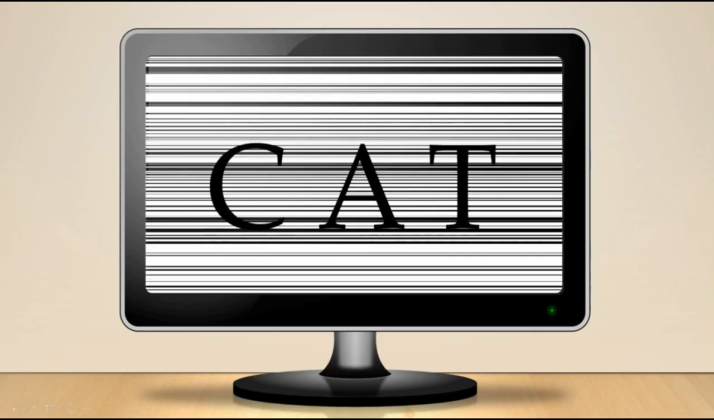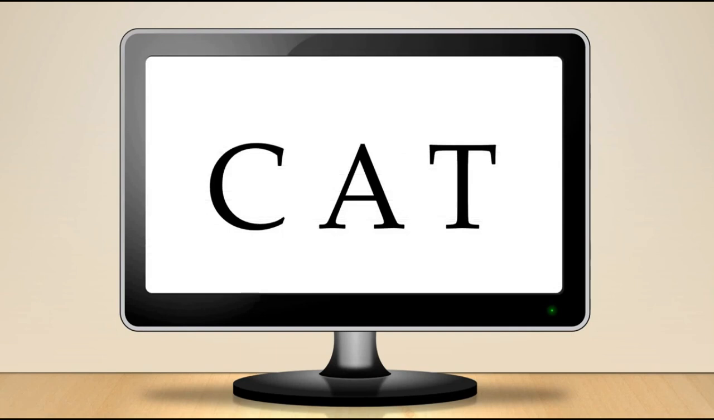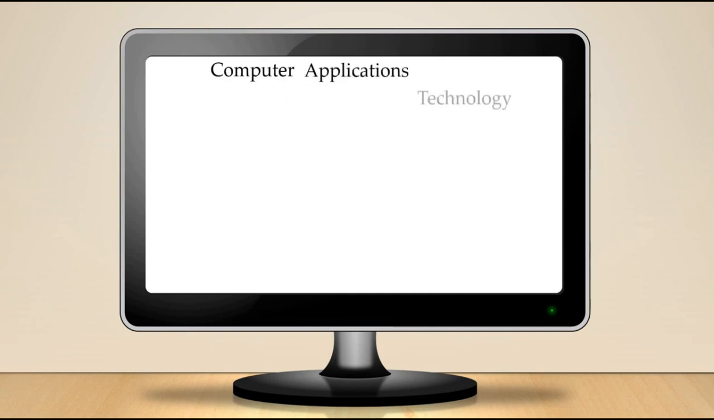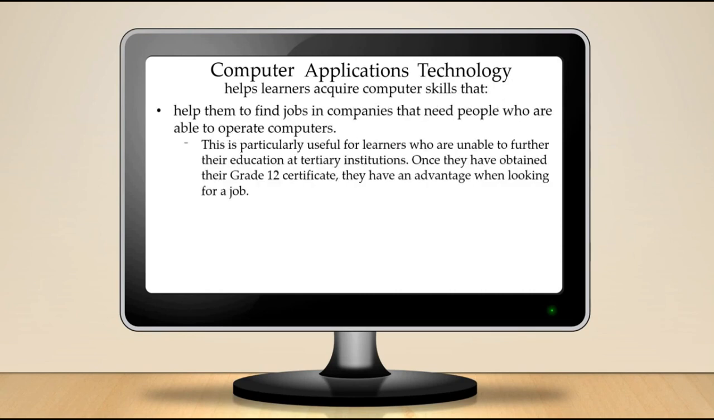Here at Springs Girls High School, we are fortunate enough to offer CAT as a subject for our learners to take in grade 10. CAT stands for Computer Applications Technology. And CAT helps learners acquire computer skills. And these are computer skills that help them to find jobs in companies that need people who are able to operate computers. This is particularly useful for learners who are unable to further their education at tertiary institutions.